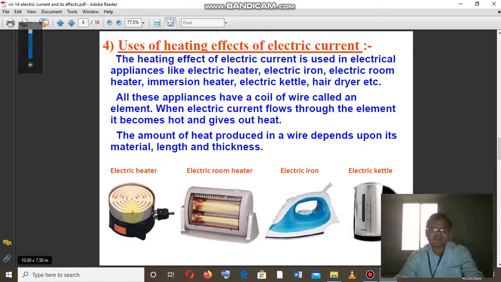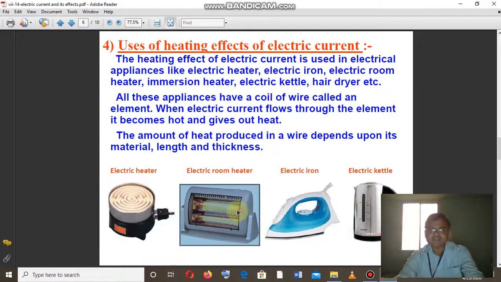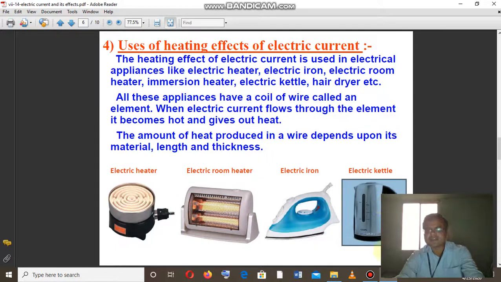This is an electric heater, this is an electric room heater, electric iron, electric kettle.